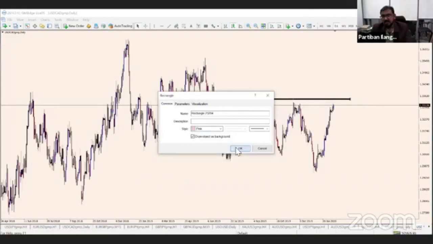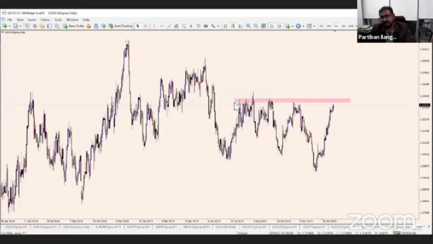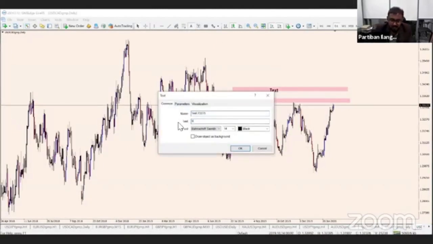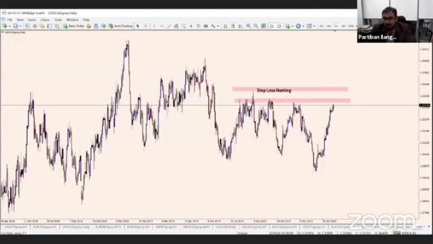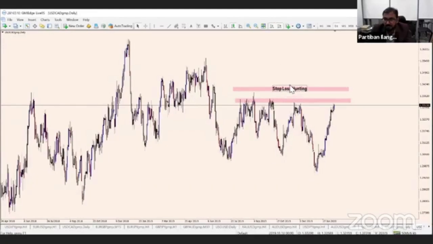Very strong resistance area. A lot of sellers are selling over here. What will take place is, first, a stop loss hunting, which is about to take place. So you can take advantage of that. Stop loss hunting. Okay. This is the area.